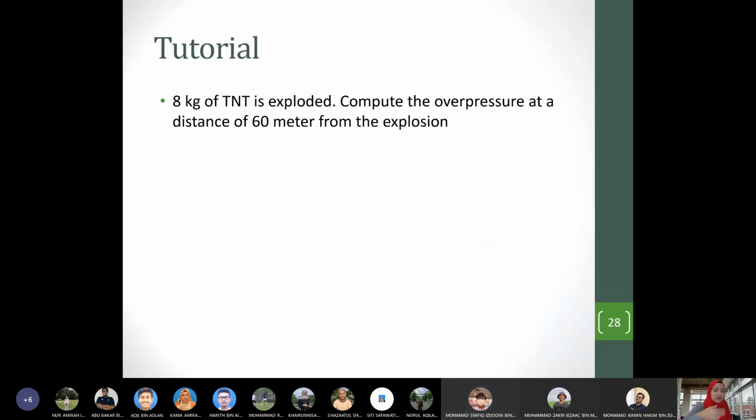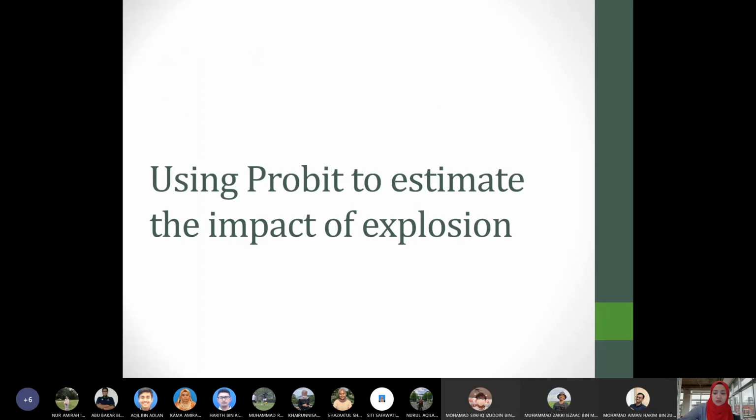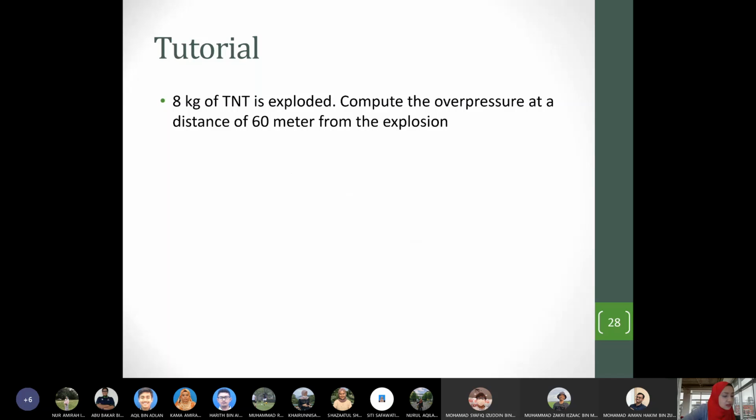Let's try this. So now instead of 1 kilogram of TNT, let's say we have 8 kilograms of TNT. We put more, and this time let's stand 60 meters from the explosion. Just now was 30 meters, right? Let's stand a bit further now. What is the overpressure at that distance from the 8 kilograms of TNT if it is exploded? So you do the same calculation. Let's try and do this for a while. Take out your pens and pencils and calculators and papers, and let's try to calculate this.